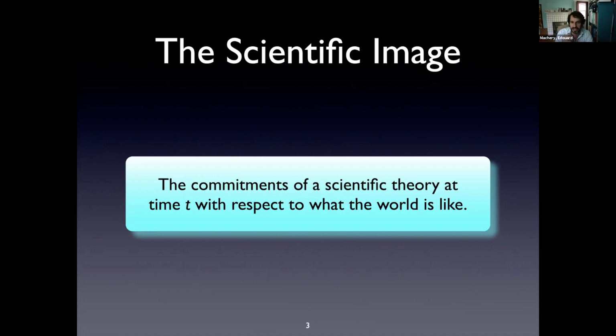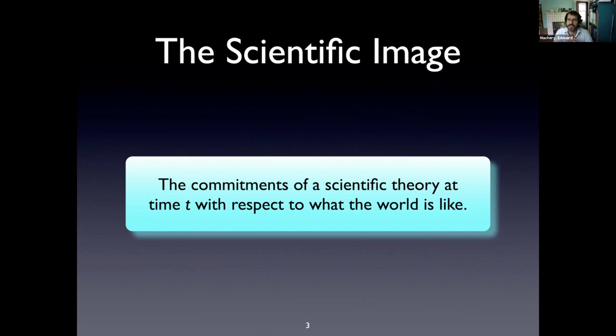The scientific image will be described as follows. That's the commitments of a scientific theory at a given time with respect to what the world is like. Again, we should not really speak of the scientific image, but rather of scientific images. At any given time, there are many theories competing for describing how the world is. And furthermore, if you are a pluralist about science, for example a perspectivalist, you're going to be committed to the view that these theories are not really competing, but that there are many different ways at any given time to describe what the world is like, and that these ways don't stand in a relation of competition. They're more complementing each other.